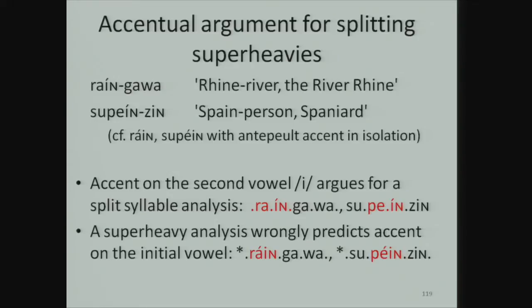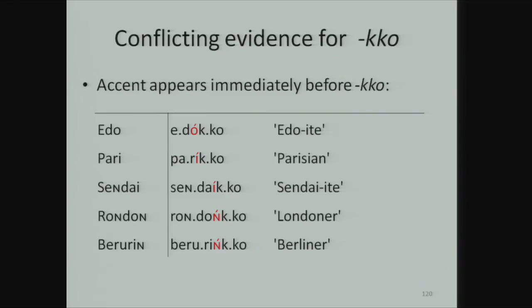Because if it was a super heavy syllable, it should have gone to the first mora, like Rain or Spain. Okay. Now, but if we look at all these cases, there is some conflicting evidence. For example, for ko, accent appears immediately before ko, so Edo-ko, Pari-ko, but also Sendai-ko, as well as Rondon-ko. Notice that it goes on the moraic nasal.